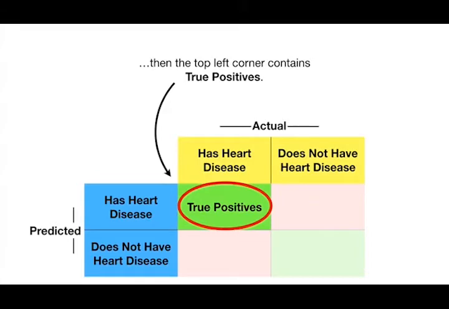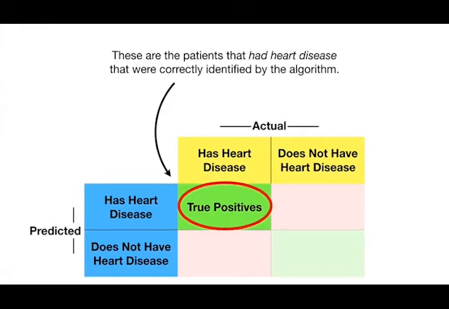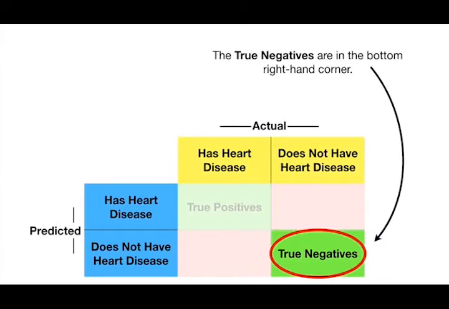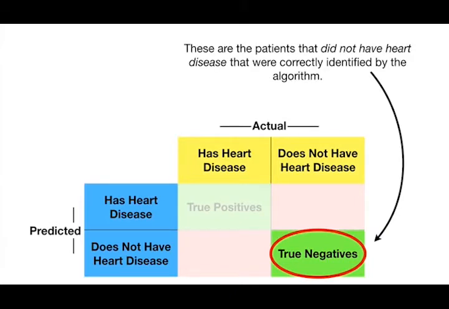Since there are only 2 categories to choose from, heart disease or does not have heart disease, then the top left corner contains true positives. These are patients that had heart disease that were correctly identified by the algorithm. The true negatives are in the bottom right-hand corner. These are patients that did not have heart disease that were correctly identified by the algorithm.